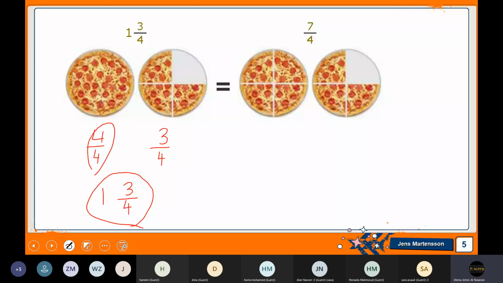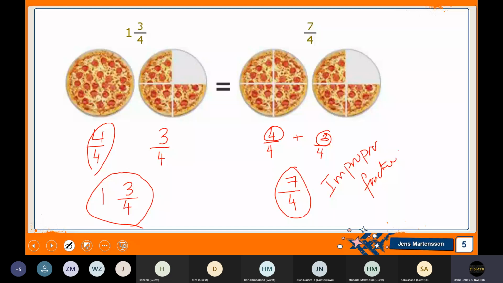This is 4 out of 4. This is 3 out of 4. When you add them, you get 4 plus 3 as 7. So you can represent it as 7 out of 4, which we call the improper fraction. And we can represent it as a mixed number. And they are equal. I mean, 1 and 3 out of 4 is equal to 7 out of 4.